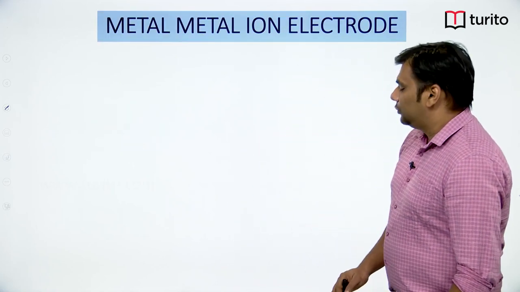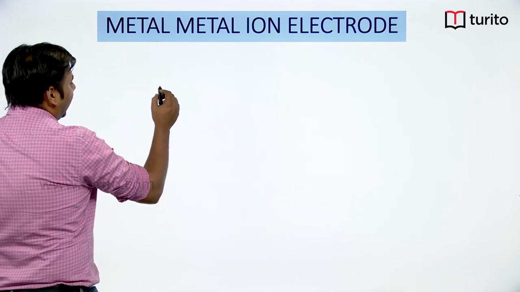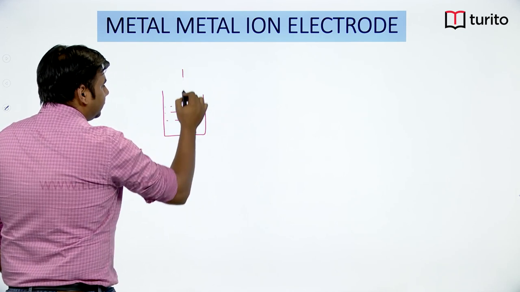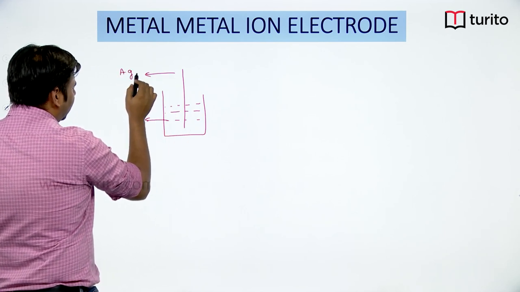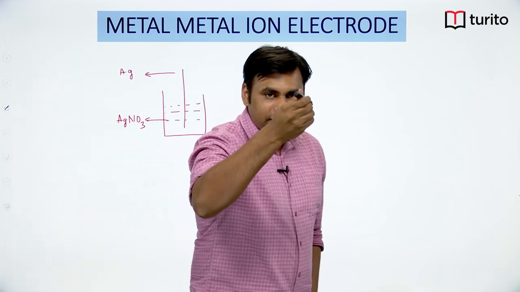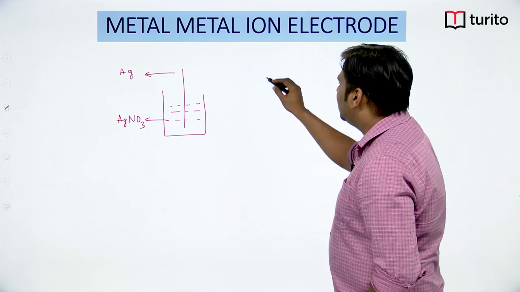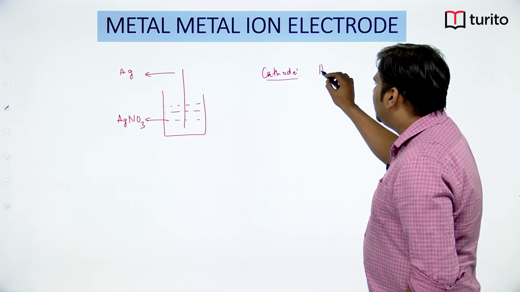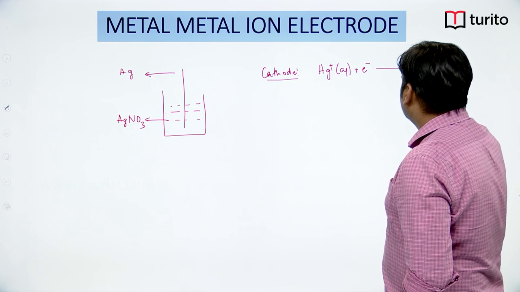Okay, so the next common one that we are doing is the metal ion electrode. Now when we talk about metal ion electrode, in this we are having a metal dipped in a metal ion solution. So this is a very common electrode that we have been talking about from the start. Suppose we have taken a silver rod and we have dipped it in silver nitrate solution. So this is basically a metal rod dipped in its own metal ion. Okay, so if this half cell is acting as a cathode, we will say that Ag plus in the solution would take up the electron and get reduced into silver solid.